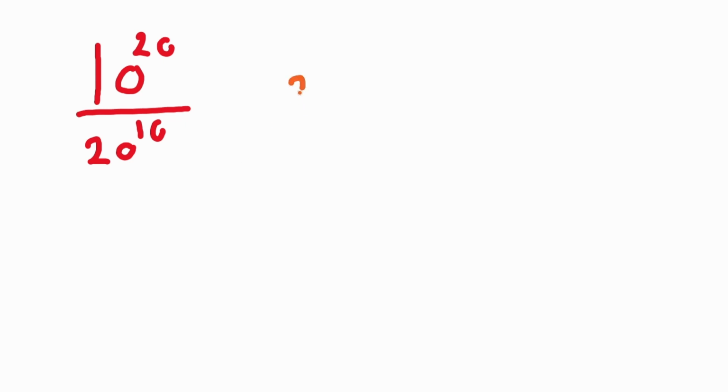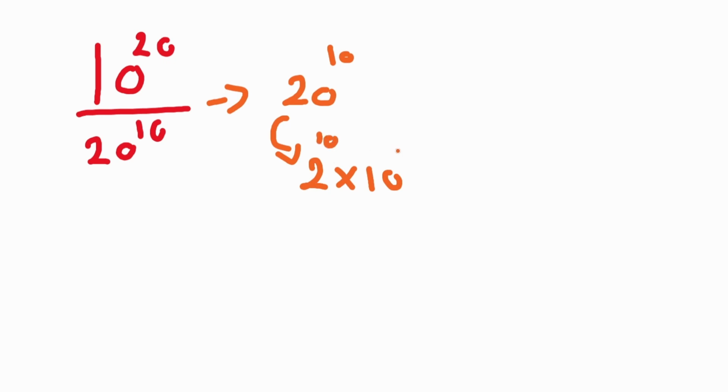So if you've got 20 to the power of 10, how can we write that down? 20 can be split into 2 times 10. If we've got 2 times 10, we need the power of 10, so we're going to have this. Here's the rule: different bases, but the same powers. The powers don't change, but the bases do. So this becomes 2 to the power of 10 times 10 to the power of 10.